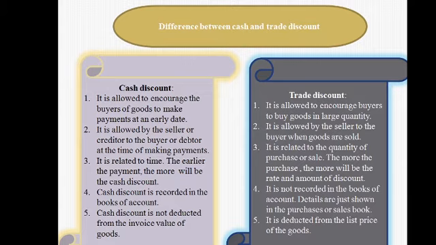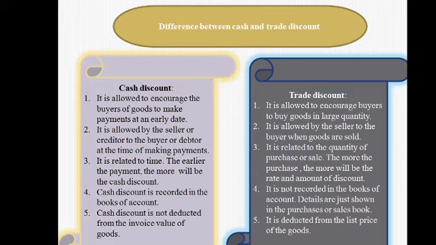Alright, the second one on the list is it is allowed by the seller to the buyer at the time of making payments. When you are making payment, this is when you receive this particular discount. But trade discount is not like that. Once the goods are sold to you, the discount is given to you, whether you are paying tomorrow or not.